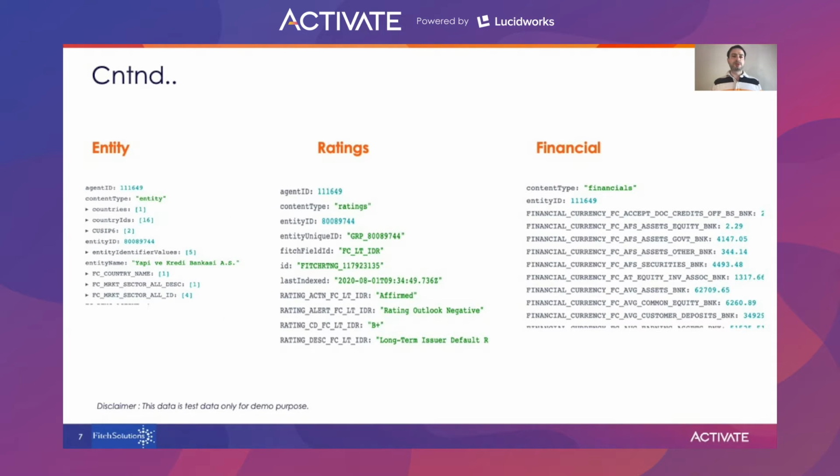So this is a closer look at how the data looks. If you'll see, the entity, ratings and financial data is all joined by the agent ID. The entity ID is used interchangeably here with the agent ID in the financial collection. Now the entity and ratings collection, if you'll see, is joined by the entity ID. Our requirement is to pull all the data available in these three collections by a single query.